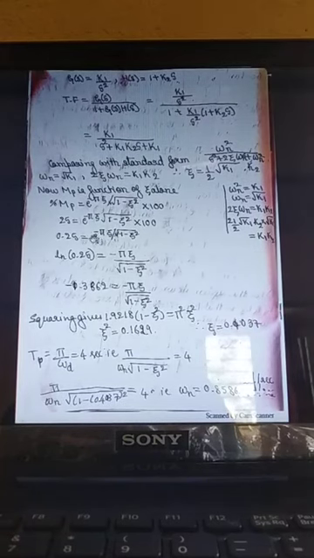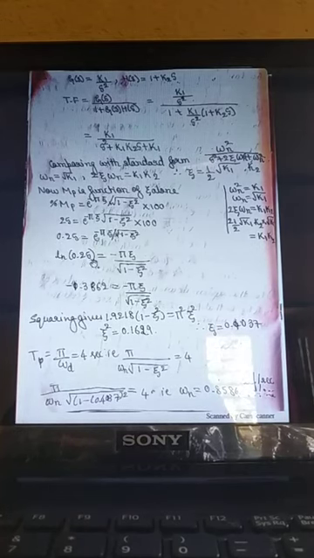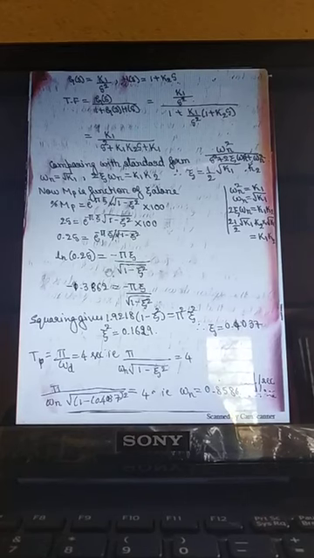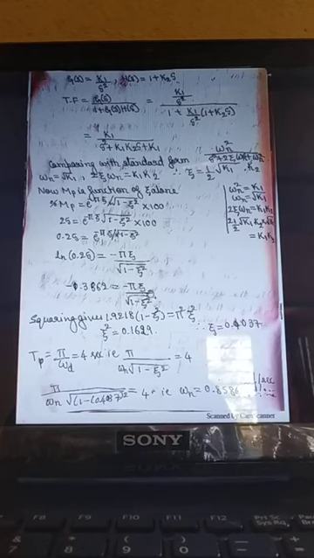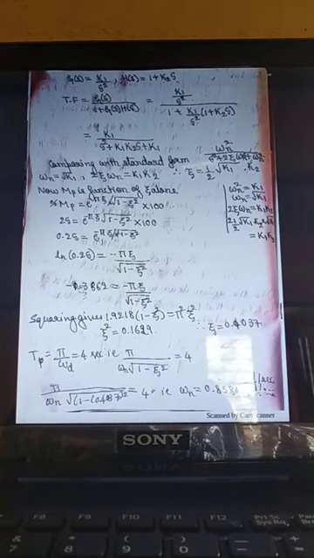Next, e to the power of: if you take ln on this side, you will get ln 0.25. Taking ln on the left side, you will get ln 0.25 is equal to minus pi zeta divided by square root of 1 minus zeta square. The ln 0.25 value is minus 1.3862, which is equal to minus pi zeta divided by square root of 1 minus zeta square.